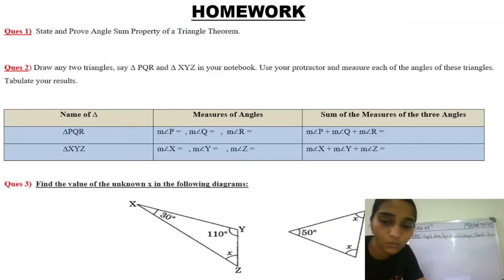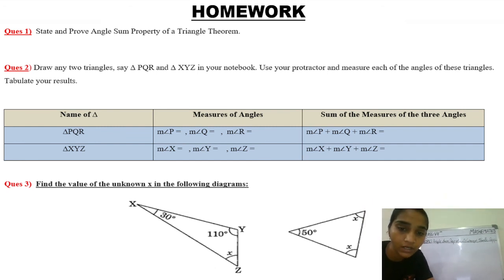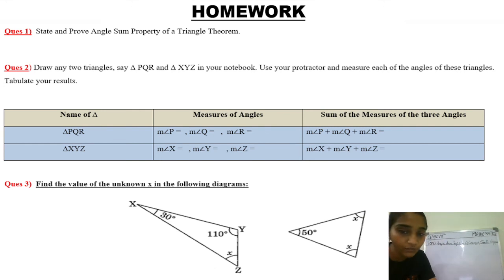Now students, it's homework time for you. What you have to do is state and prove the angle sum property of a triangle theorem. Then question 2, you have to draw any two triangles such as PQR or XYZ in your notebooks, and use the protractor to measure each angle of that triangle. Individually write the measures of the angles of those two triangles, and then add all the three angles of a triangle and check whether you are getting the sum of the measure of the three angles as 180 degree or not.